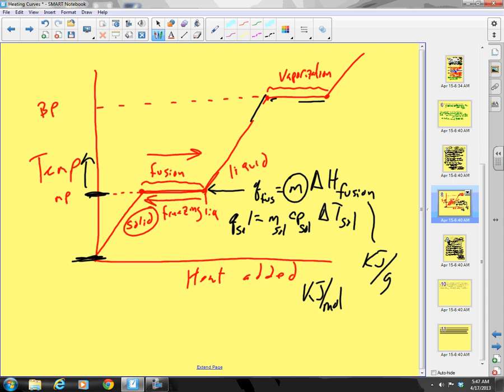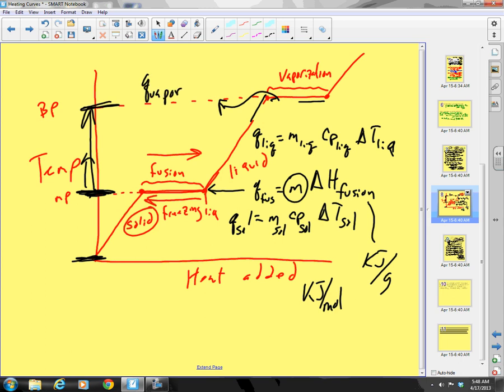Now, how do I get my Q of liquid? Well, Q of liquid is equal to the mass of my liquid, C sub P of my liquid, times delta T of my liquid. And what's the delta T of my liquid? Delta T of liquid runs from here to here, from my melting point to my boiling point. And then I have to deal with this, and what is this? This is Q vaporization. That's all the heat required to transform all of my liquid into a vapor, and that's going to be M, usually mass. We have to watch out.